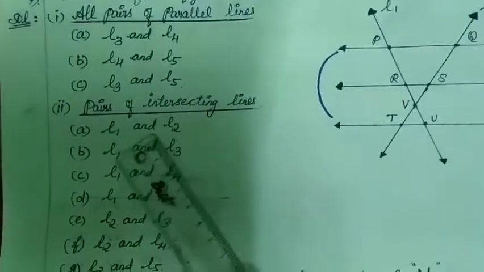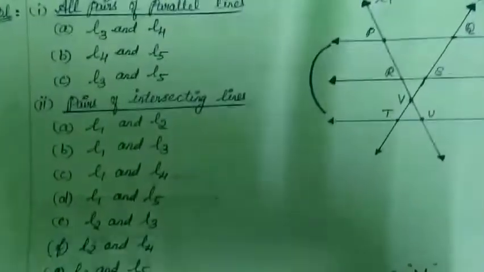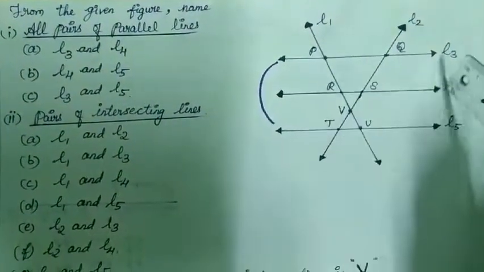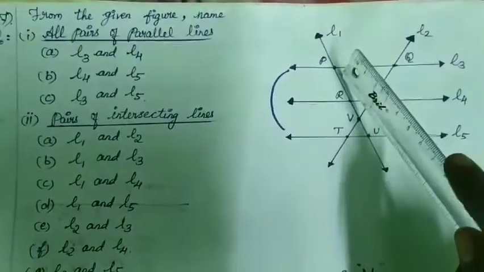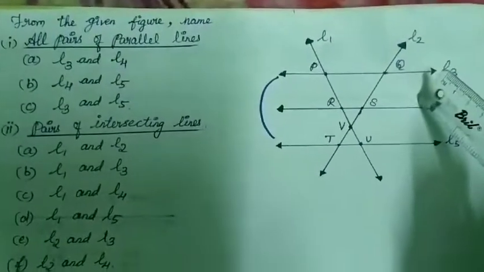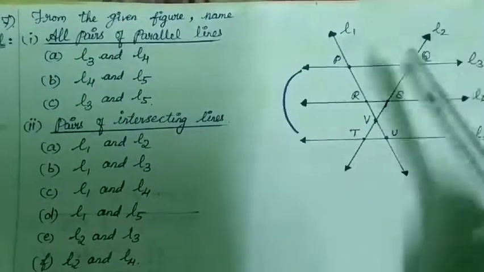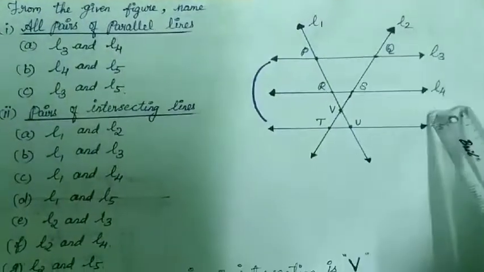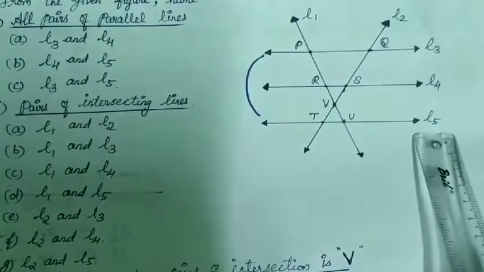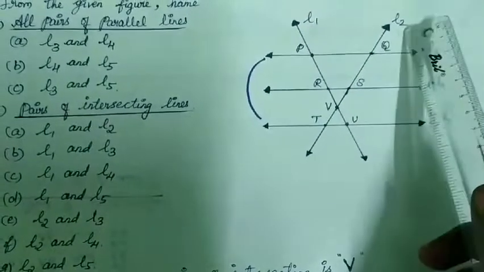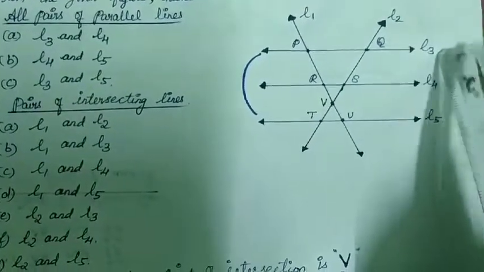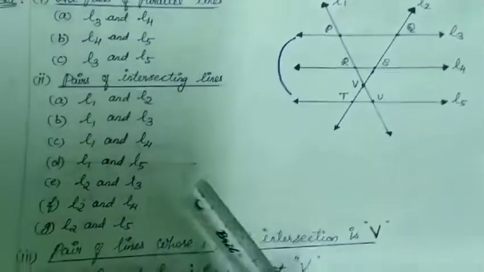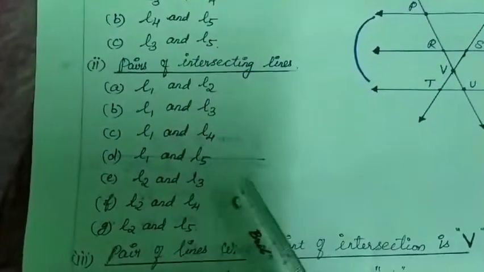So go to the intersecting lines, the pairs of intersecting lines. All three lines are intersected by L1 and L2. So here L1 and L2 are intersecting lines, and L1 and L3, L1 and L4, L1 and L5. Here you see L2 and L3, L2 and L4, L2 and L5. These lines are also intersecting lines. I have written it like that.